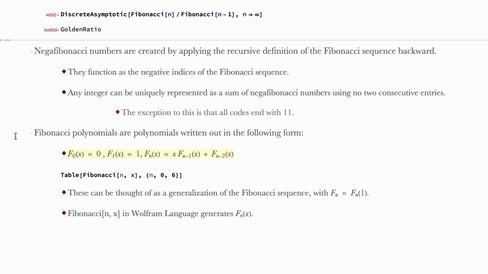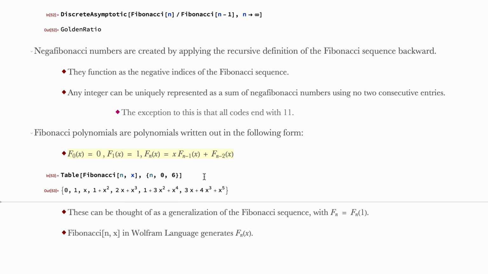Along with that, we have Fibonacci polynomials, which are polynomials written out in the form f sub 0 of x is equal to 0, f sub 1 of x is equal to 1, and then for every other n, f sub n of x is equal to x f sub n minus 1 of x plus f sub n minus 2 of x. Now in the Wolfram language, Fibonacci of n comma x generates f sub n of x. And these can kind of be thought of as a generalization of the Fibonacci sequence with f sub n equal to f sub n of 1.